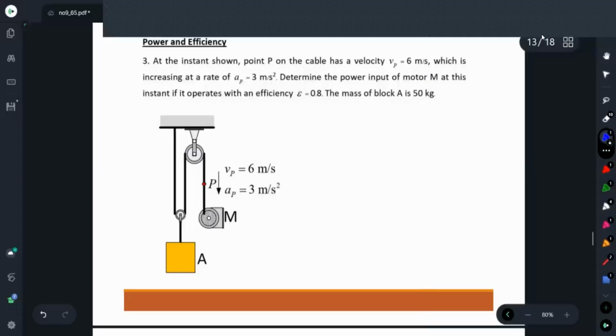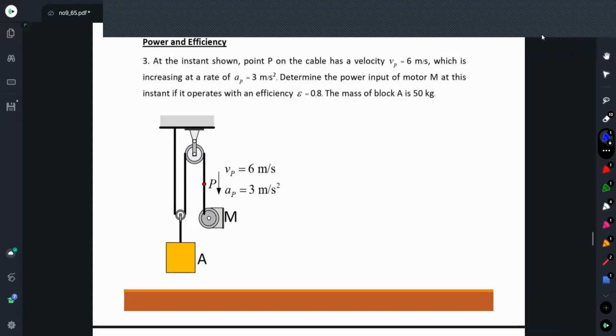Okay, let's move to the next problem. This problem is about the pulley system. We know that point P on the cable has a velocity of 6 meters per second, which is increasing at a rate of 3 meters per second squared. We have the acceleration of point P now.